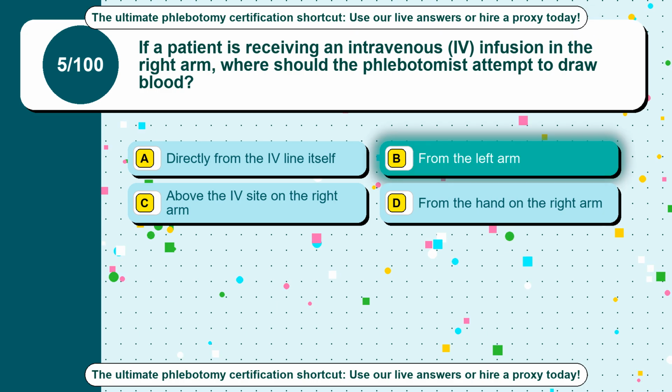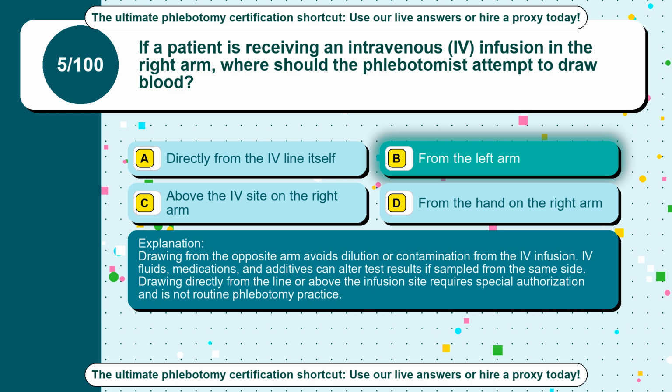From the left arm. Drawing from the opposite arm avoids dilution or contamination from the IV infusion. IV fluids, medications, and additives can alter test results if sampled from the same side. Drawing directly from the line or above the infusion site requires special authorization and is not routine phlebotomy practice.